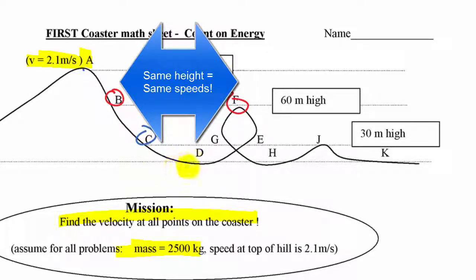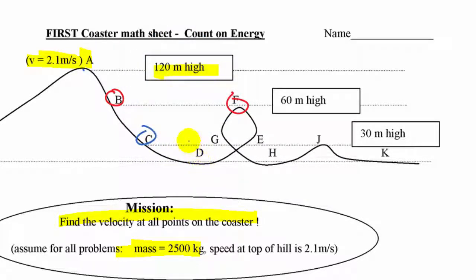So guess what? You only have to solve for what? Point C and point D. Exactly. Because C is the same as what? C is the same as G, E, and what? J. And then D is the same as what? H and K. And assume point D is all the way where? How high? 0 meters.